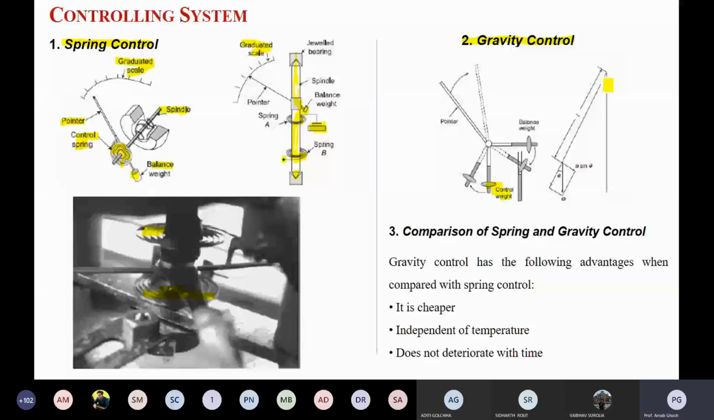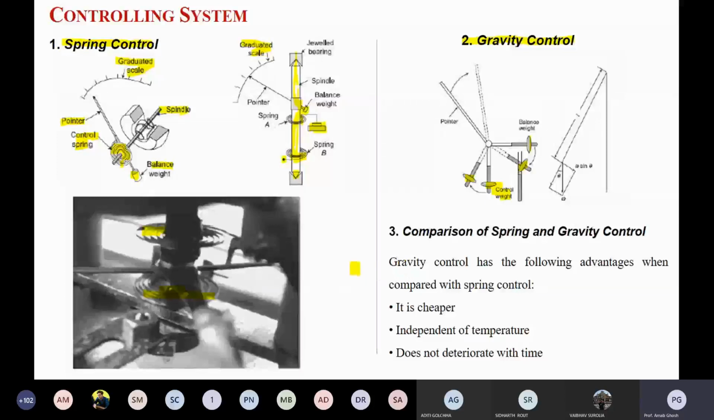If the pointer has some deflection, you can see different positions of that balance. Some deflections are there, depending upon the angle between the perpendicular position and the inclined positions. So the total controlling force depends upon what? It depends upon the angle.